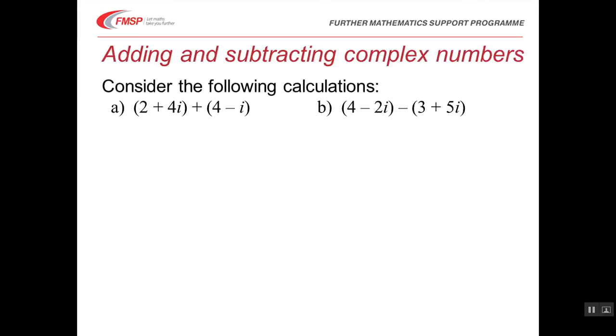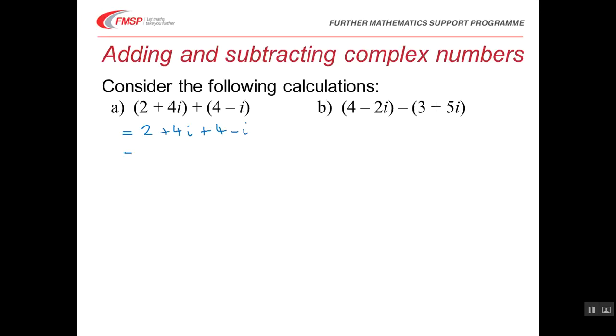So we have the complex number 2 plus 4i, and we're adding on the complex number 4 minus i. The thing to remember here is that i is simply the square root of minus 1, and therefore i represents a surd. So if we write this without the brackets first, we get 2 plus 4i plus 4 minus i.